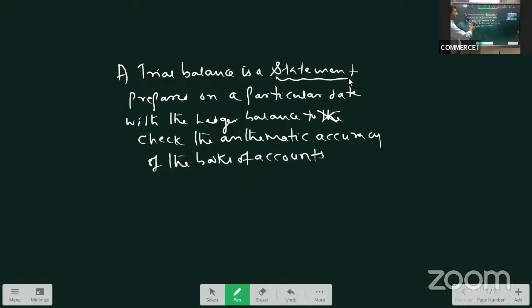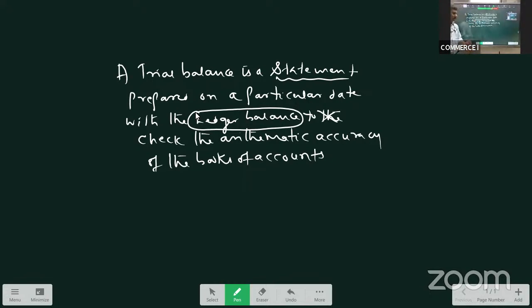And again I said it is prepared by taking all the balances of ledgers. We prepare all the ledgers, no? Purchase account, sales account, salaries account, or some debtors account, creditors account, okay, suppliers account, creditors account, or customers account, debtors account. All these ledger balances we will take and prepare a trial balance.